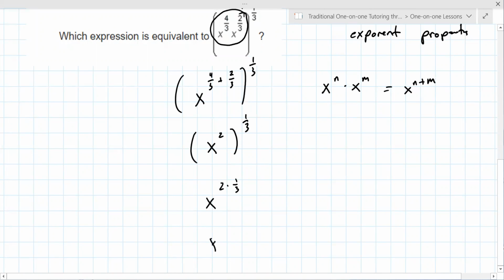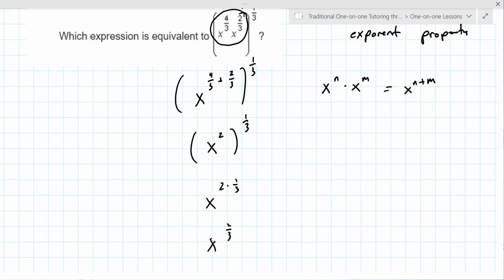1/3 or x to the 2/3 power. And you can see that that answer is there. Now you do get the same thing if you multiply the exponents first, but I think it's better to simplify inside and then apply the exponent. Okay.